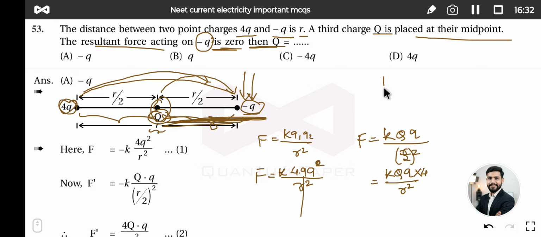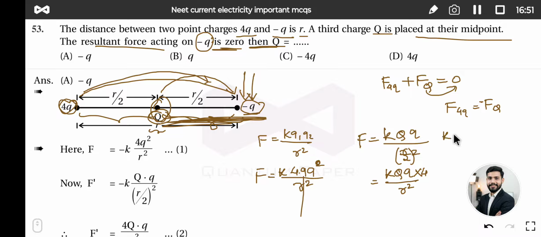That means the force due to 4q charge plus the force due to plus q charge is equal to 0. So if we take this force to be this side, F4q is equal to Fq. We have to just equate these two forces, nothing else. Here a minus sign will come.